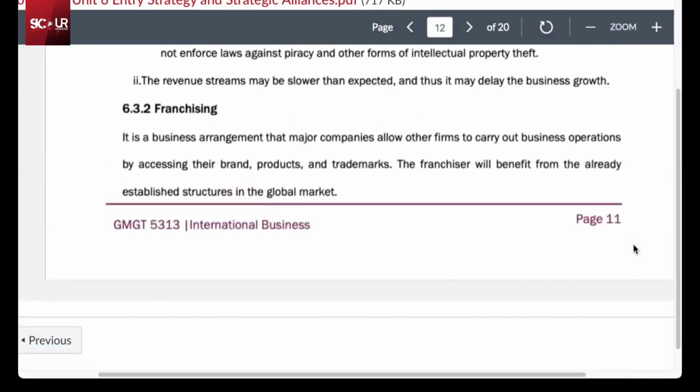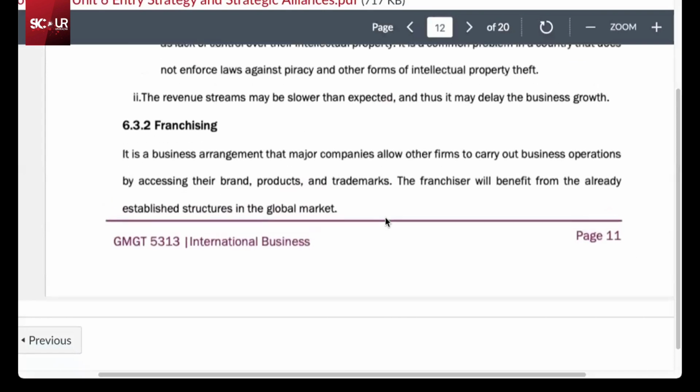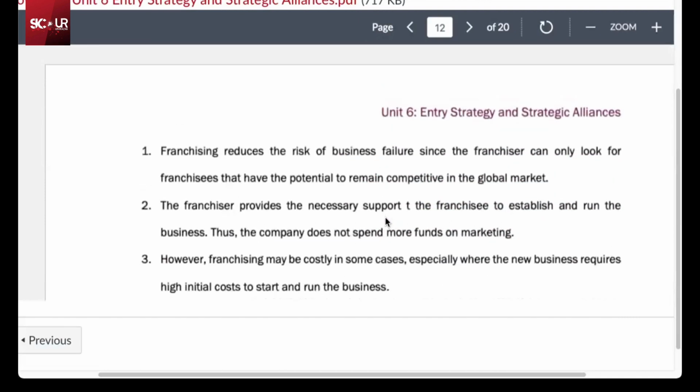Next is franchising. This is a business arrangement where major companies allow other firms to carry out business operations by accessing their brands, products, trademarks, and everything. The franchisor will benefit from the already established structure in the global market. This can reduce the risk of business failure, since the franchisor can only look for franchisees that have the potential to remain competitive in a global market. Business operation will remain the same. You can use the logos, names, trademarks, and so on, but it will be operated in a host country by an established business. They are the ones who will establish the business.